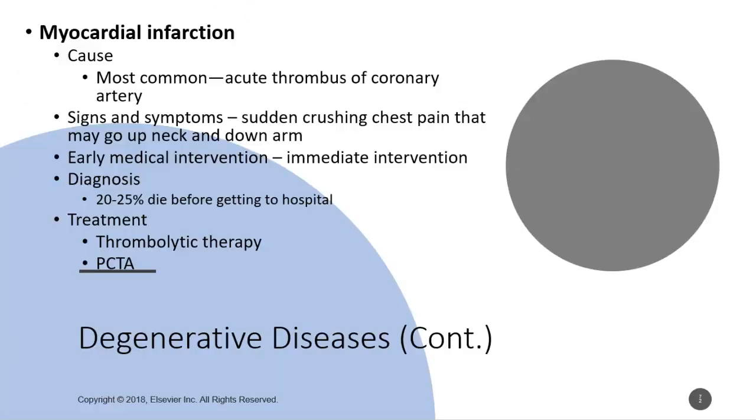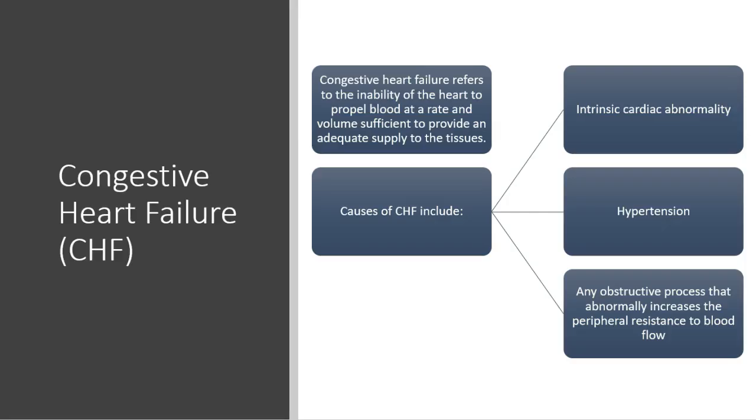So myocardial infarction. We all know what that means. The heart muscle is not getting blood supply. It's usually an acute thrombus of the coronary artery, with sudden crushing pain that can go down the arm or up the neck, and you need medical intervention immediately. 20 to 25% of the patients die before they get to the hospital. Yikes. If you get help within 30 minutes, your survival rate goes to like 80%, 85%. So you need to get to the hospital right away.